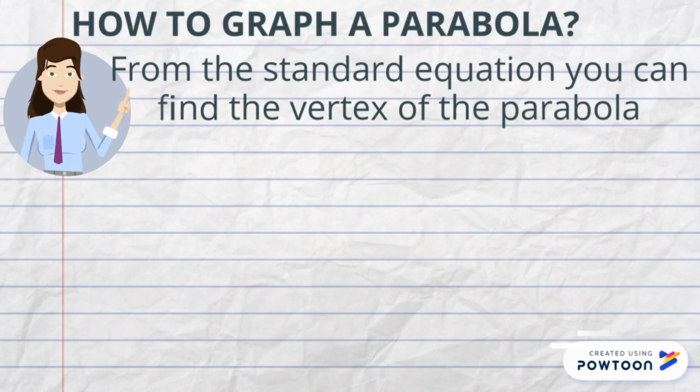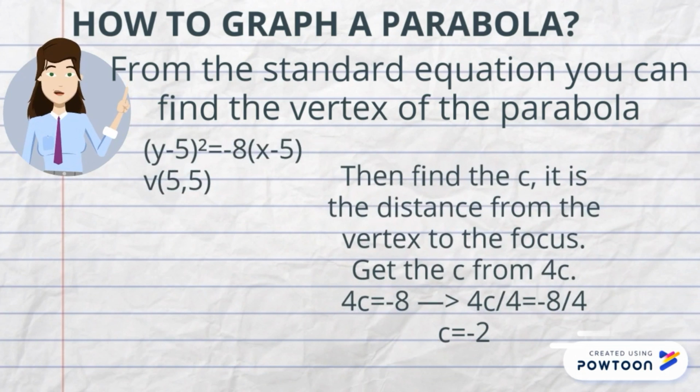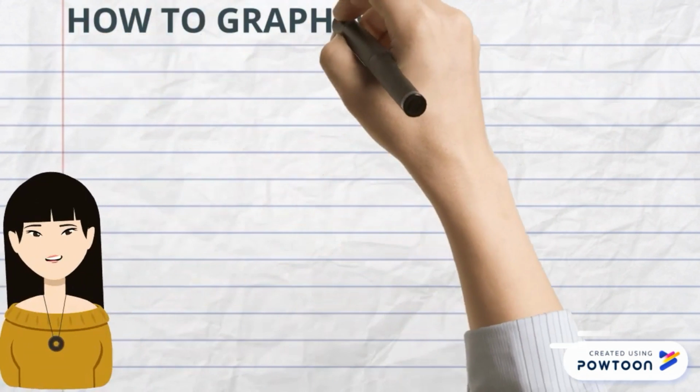After that, get the C. C is the distance from the vertex to the focus. You can get the C from 4C. 4C is equal to negative 8. We need to remove the 4, so it could just be C. So we need to divide it to both sides. Then we get C is equal to negative 2.